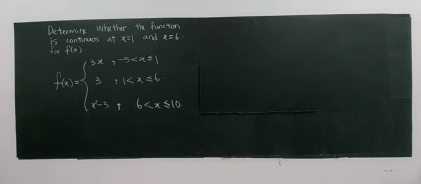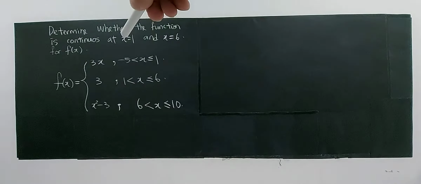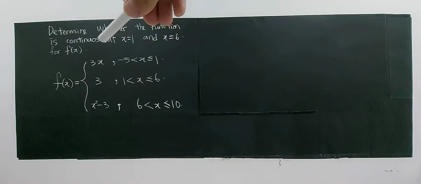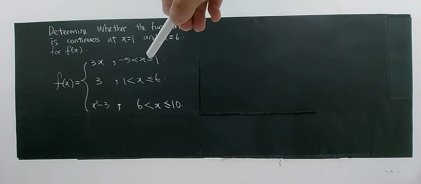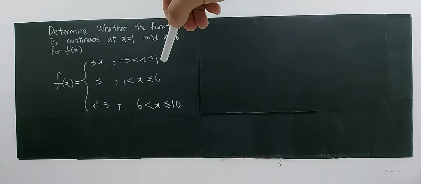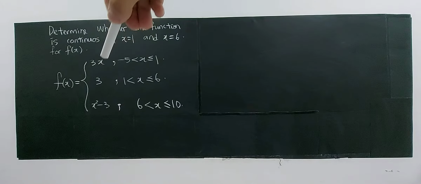Okay, so this is also examples of continuity. Determine whether the function is continuous at these 2 points here. Of course, you see there is a changing of function, right? So this is a piecewise function. It means before 1 and after 1, there is a different function here.